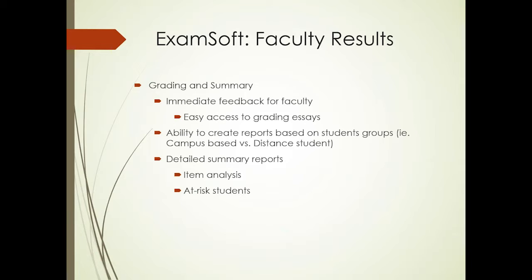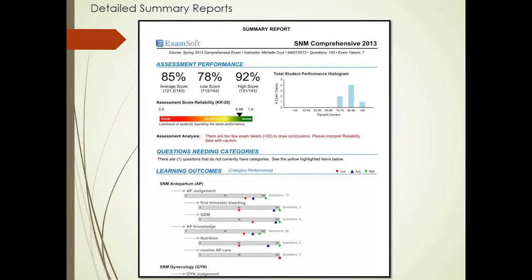You have the ability to create reports based on student groups. An example would be campus-based versus distance students. I'll show you how to do that in a second. If you're using categories, the detailed summary reports are incredibly helpful. The item analysis shows the at-risk students as soon as all of them submit. So this is just a sample of what an overall summary will look like. We like how visual it is. You can also see how students performed in each category, given that you've categorized your questions.